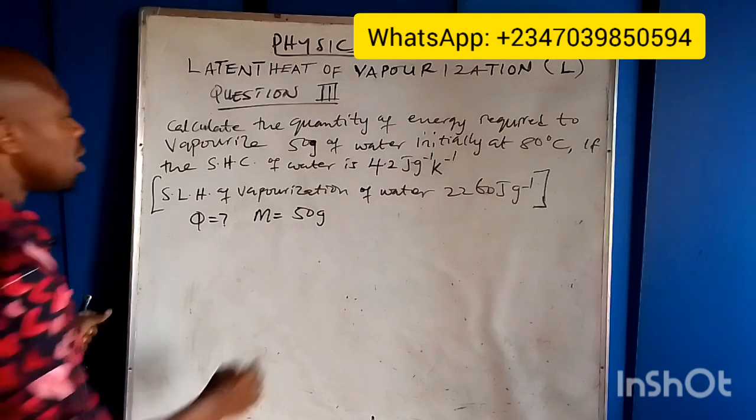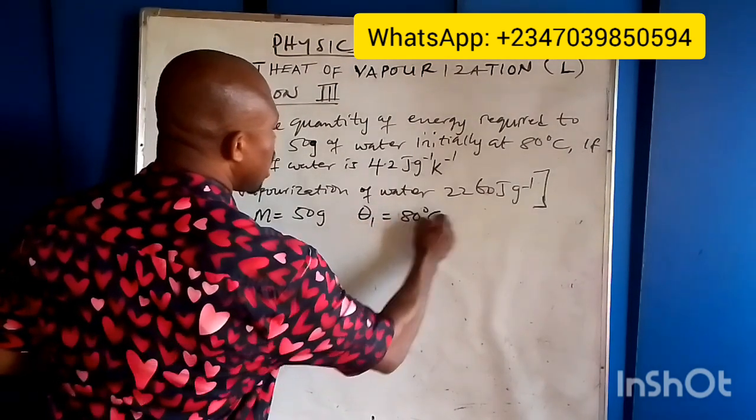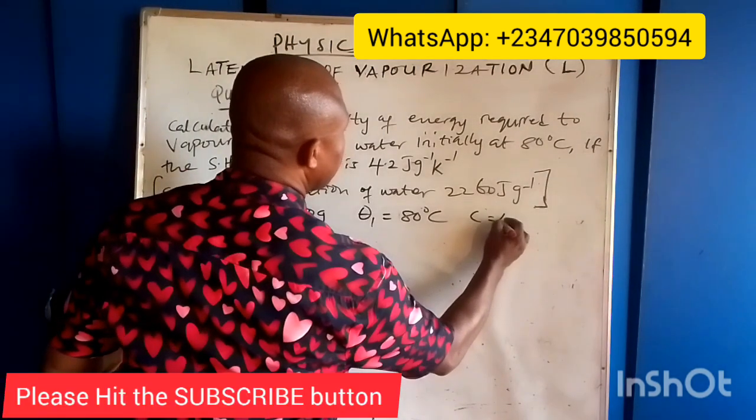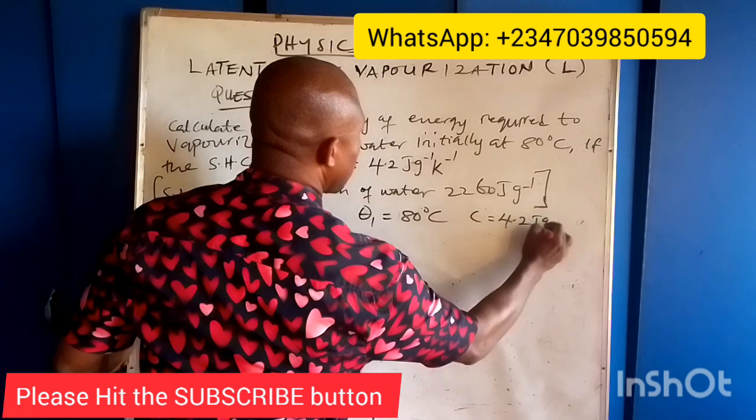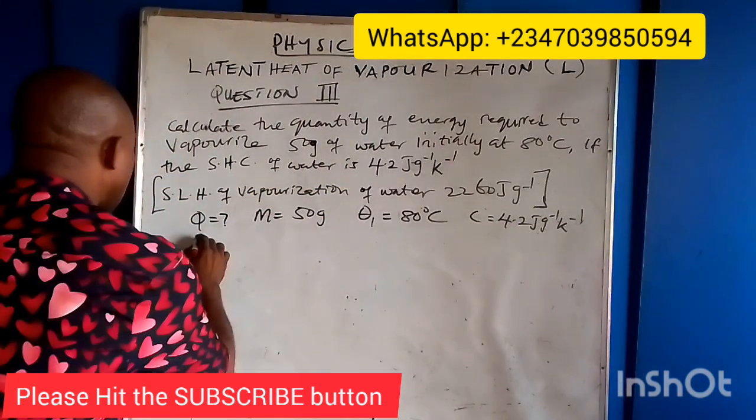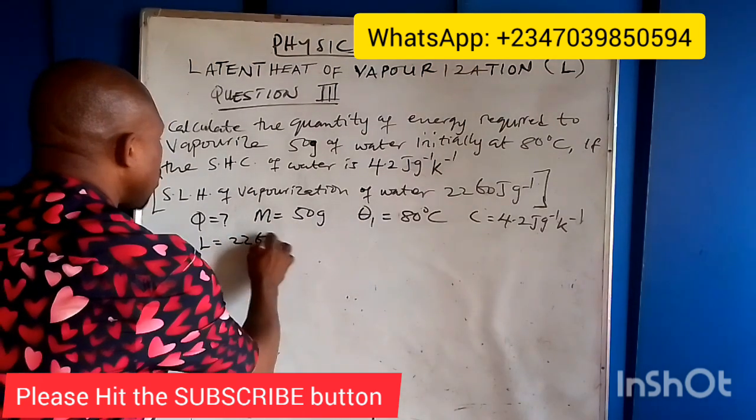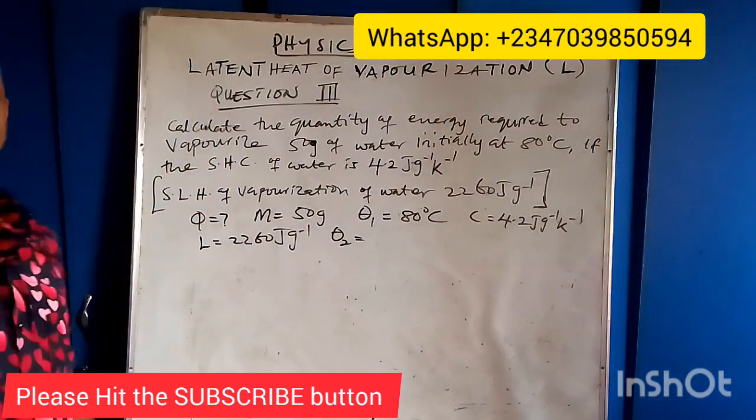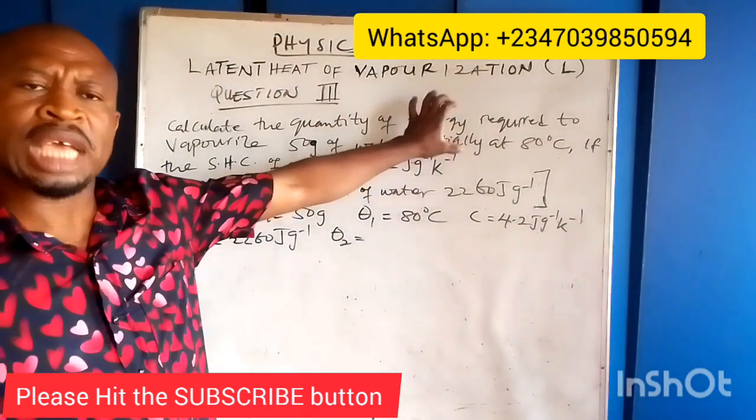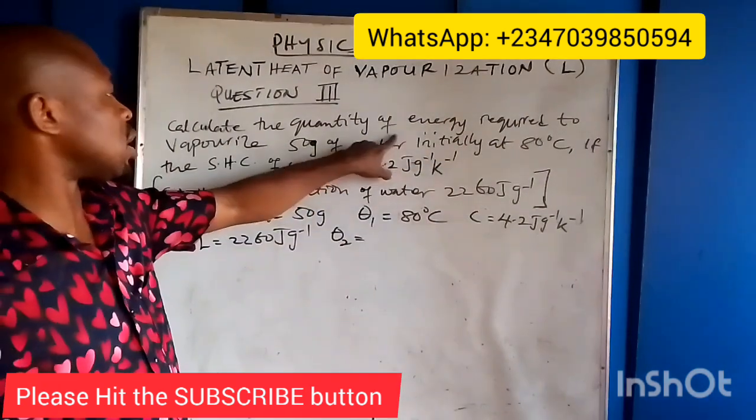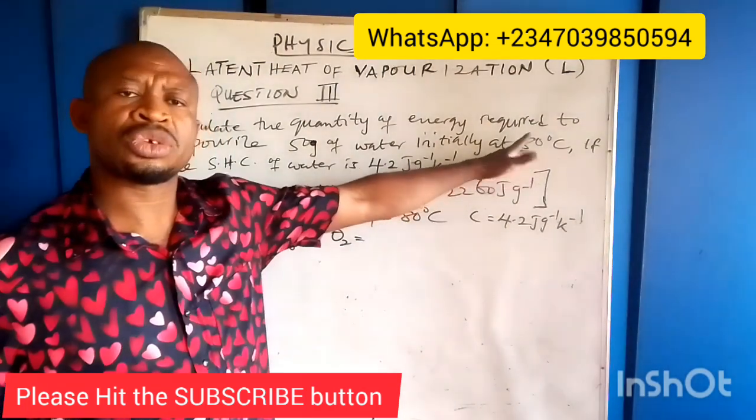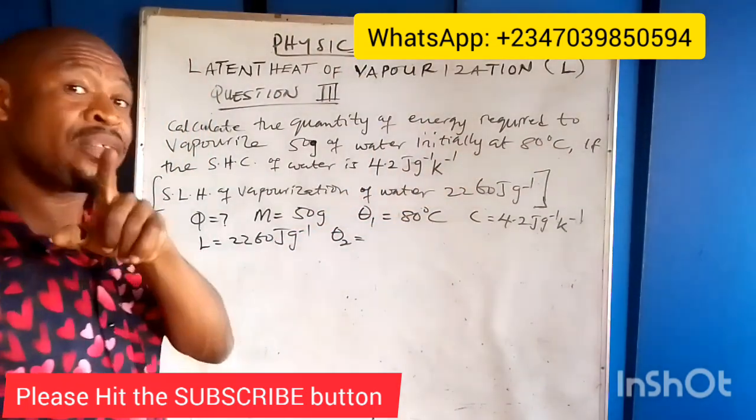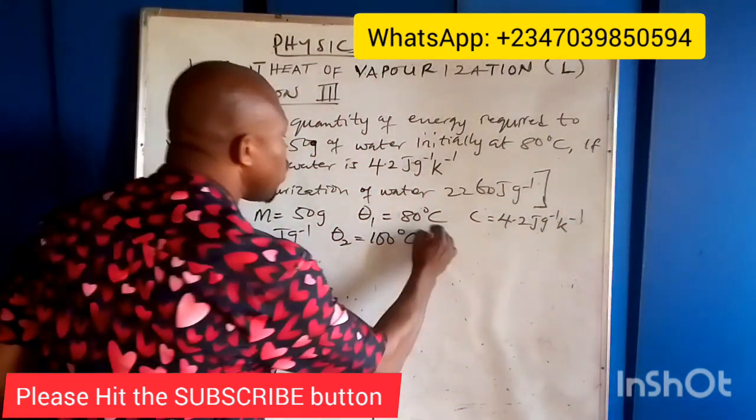Initially at 80. Now, initial temperature, which is theta 1, is 80 degrees Celsius. Now, they said the specific heat capacity of water, C, is 4.2 joules per gram per Kelvin, and L is given to be 2260 joules per gram. Now, what is theta 2? Of course, we know that for vaporization to take place, that is, for change of state from liquid, this is still water. The water is still at 80 degrees Celsius. For it to vaporize, it must hit 100 degrees Celsius. That water must get to 100 degrees Celsius. Therefore, theta 2 there is 100 degrees Celsius.